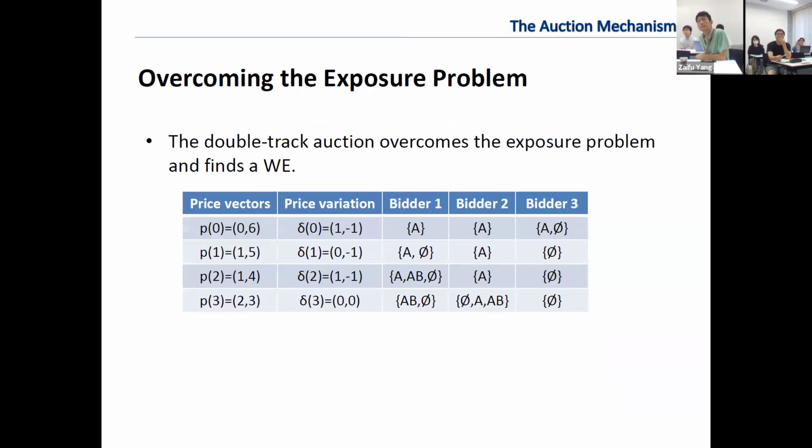And as a matter of fact, for this one, the double track auctions can easily overcome it, because we never allow you to increase or decrease both atoms simultaneously. So that's the simple idea. And here you can easily get that.